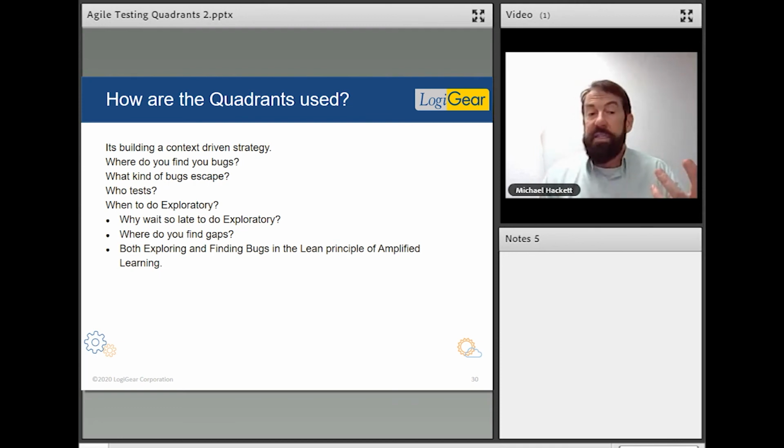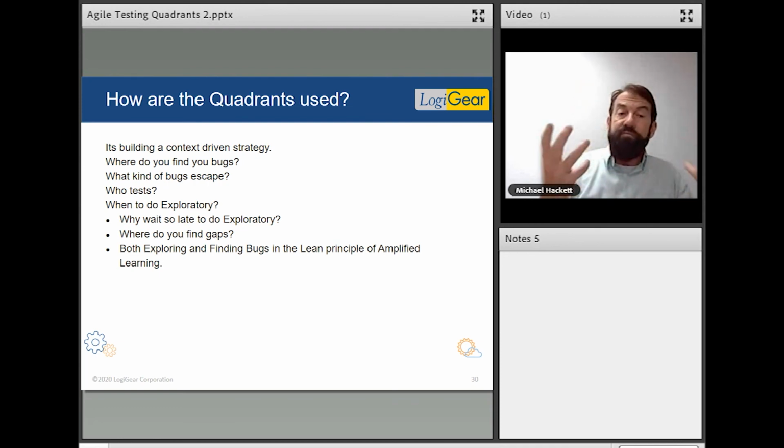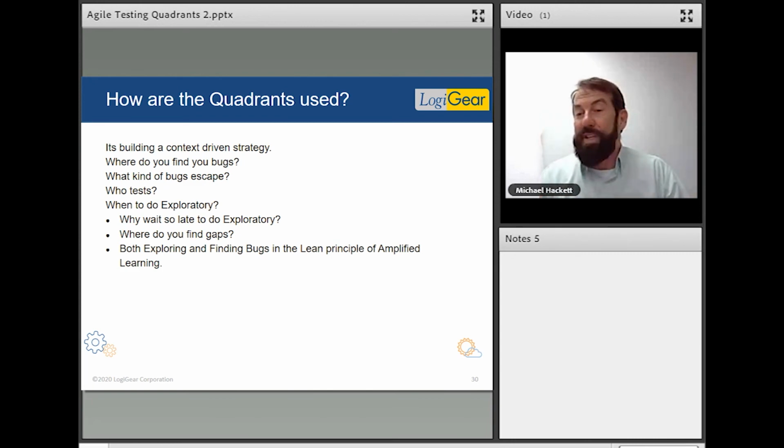The idea of who tests. When I say everybody tests today, that's a very broad statement by me. It's something I absolutely believe, that everybody tests today. But when you're using these quadrants, who's going to run what tests where? And then the idea of exploratory testing. Do you want to wait till quadrant 3 to do exploratory testing? That's a bit late. Where do you find gaps in the user stories?